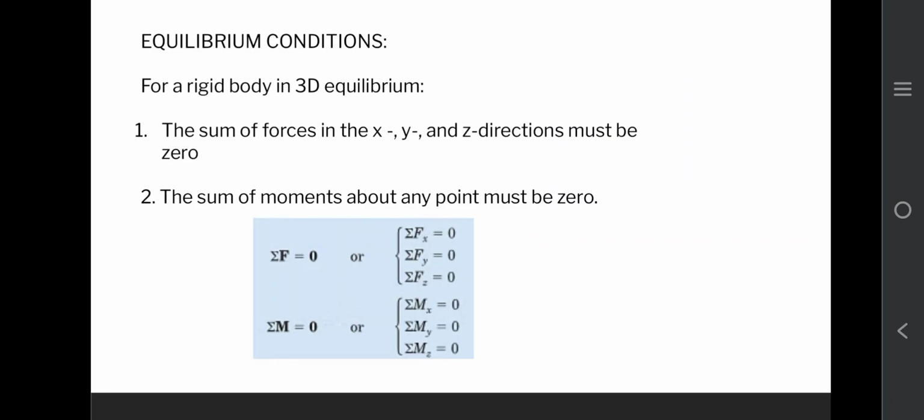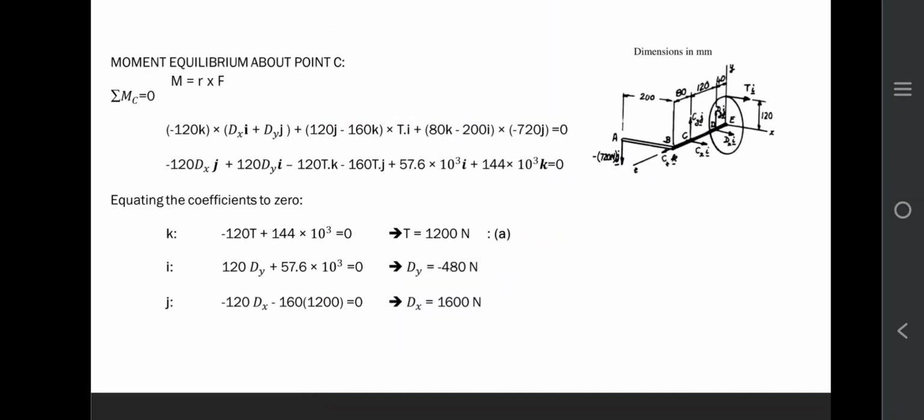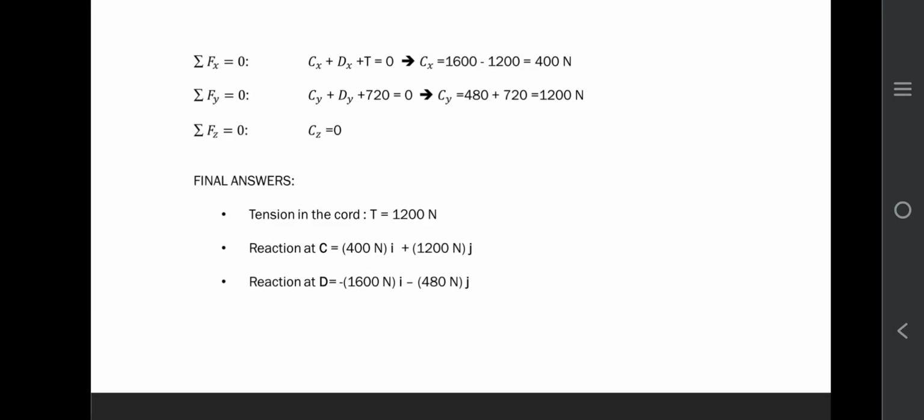Conditions of equilibrium. For a rigid body to remain in equilibrium in 3 dimensions, the sum of force in x, y, z direction must be equal to 0 and the moment at any point must be equal to 0. To find the tension in the cord and the reactions at C and D, we are taking three equations, that is moment at point C, and force in x direction, force in y direction, force in z direction, and equating to 0.